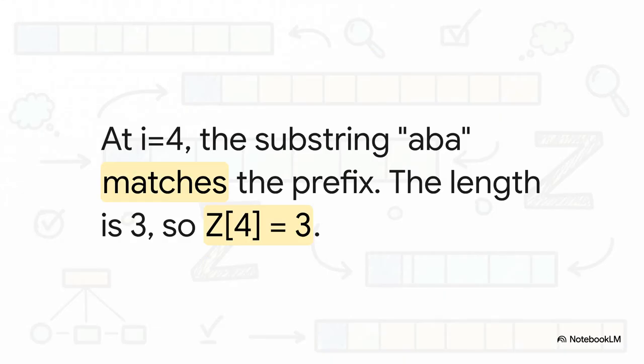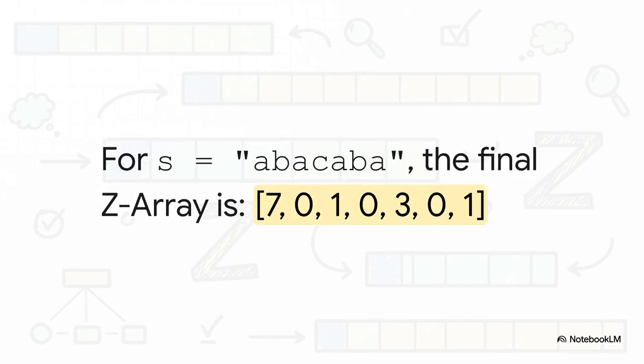But then we get to index 4, and this is where it gets interesting. The substring here is ABA. Now, does that match the prefix of our original string, ABACABA? Yes, it's a perfect match. ABA. That's 3 characters long, so we put a 3 in our Z-array at index 4. See how that works? And if we just keep doing this for every single position, we get our final Z-array. Don't be fooled by how simple it looks. It's just an array of numbers, but it actually encodes a huge amount of structural information about our original string.